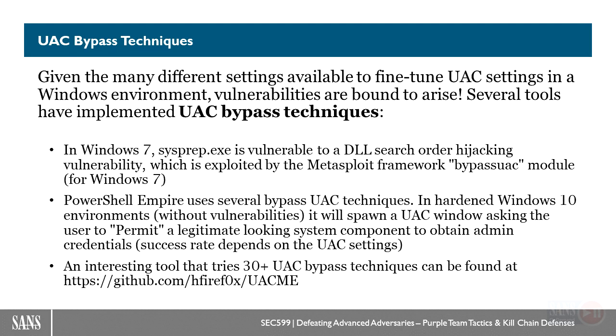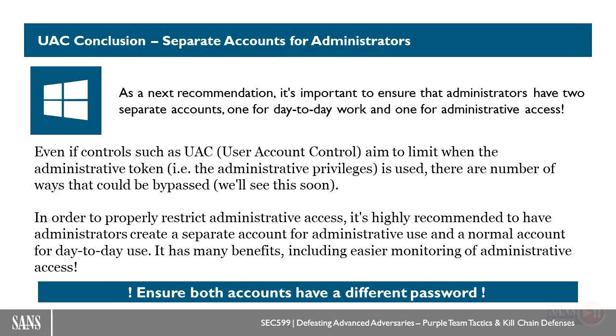UAC bypass techniques. That's the big one. In Windows 7, sysprep.exe is vulnerable to a DLL search order hijacking vulnerability, which is exploited by the Metasploit framework to bypass UAC. So that's the module, it uses that. Empire has a lot of ways of getting around UAC. And then finally, there's this one, UAC Me, which has 30 plus UAC bypass techniques. You can safely assume that UAC is not a valid security control, which means that you need this: separate accounts for administrators, that's the big one.